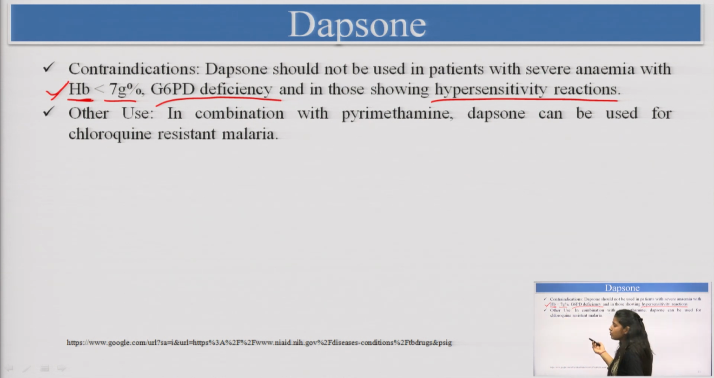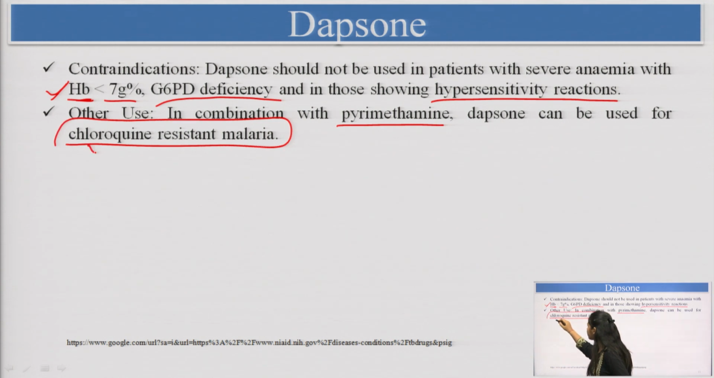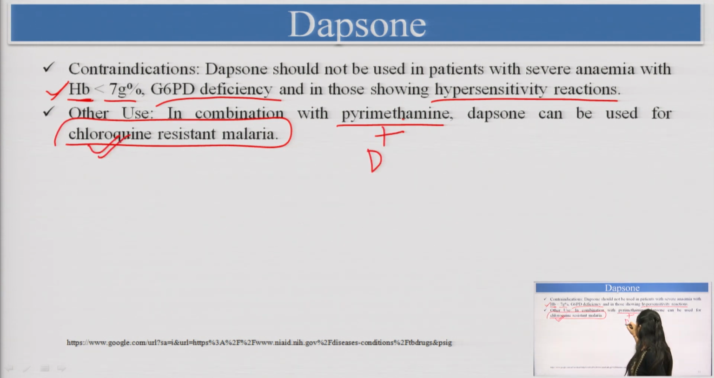Now, for other uses, Dapsone is given for leprosy, as well as for some other conditions like malaria. In combination with pyrimethamine, Dapsone can be used for chloroquine resistant malaria, when chloroquine is not effective. At that time the combination of pyrimethamine and Dapsone can be prescribed.